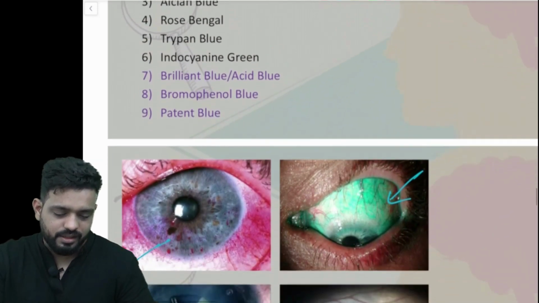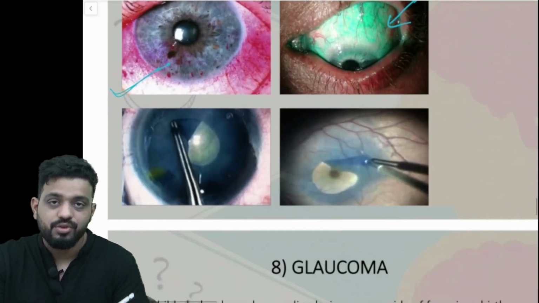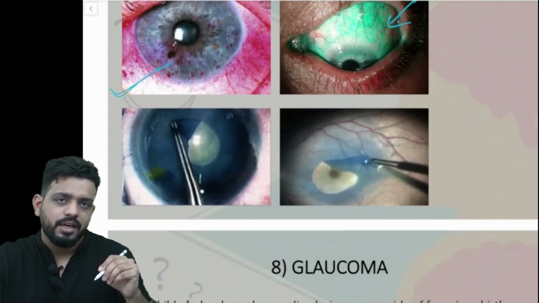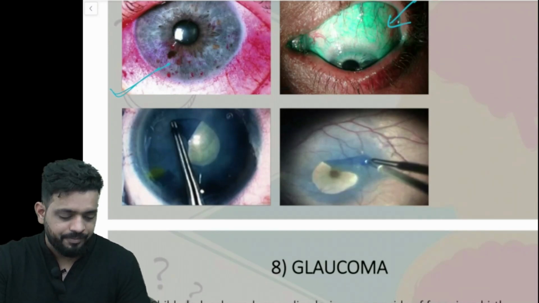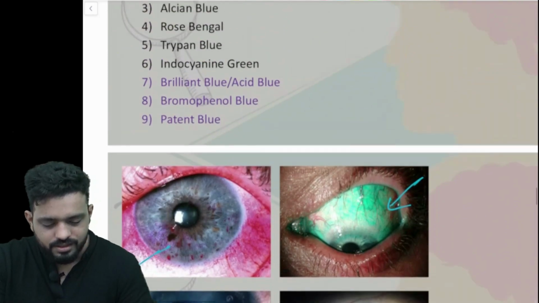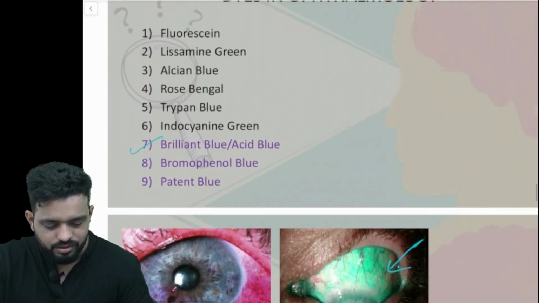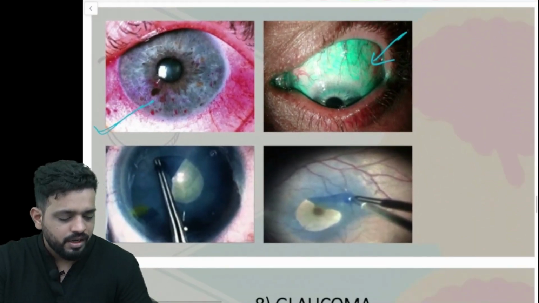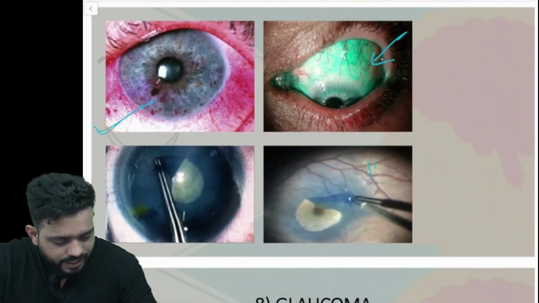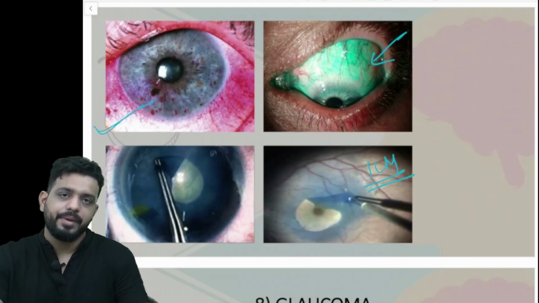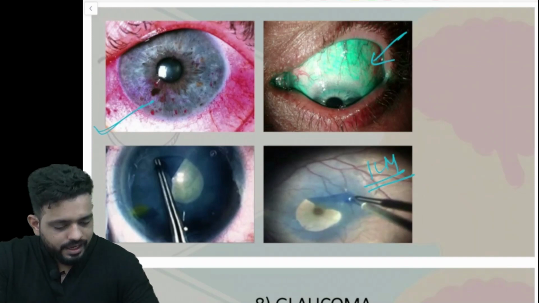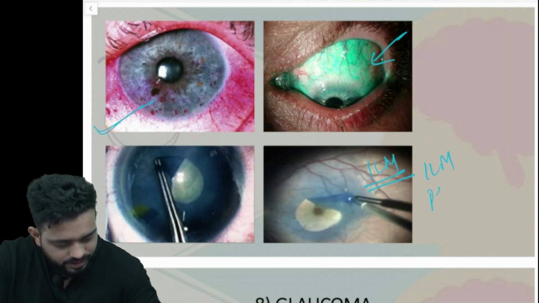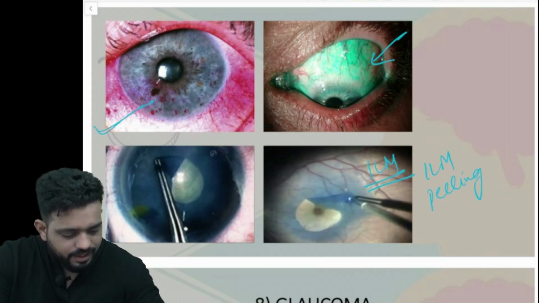Trypan blue, very interesting. Trypan blue is this. It is used to stain the anterior capsule of the cataract so that we can make a continuous curvilinear capsulorhexis easily. And then there is something known as brilliant blue or indocyanine blue. Brilliant blue is used to stain the ILM, internal limiting membrane in the retina. Why is it stained? Because we do something known as ILM peeling in cases of macular hole.